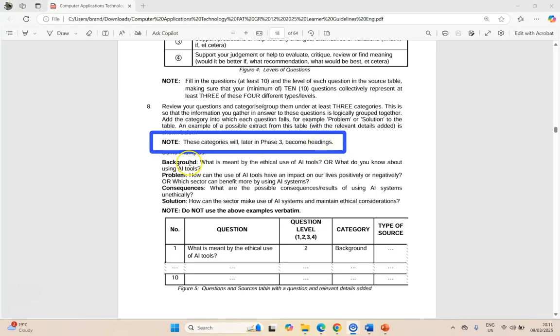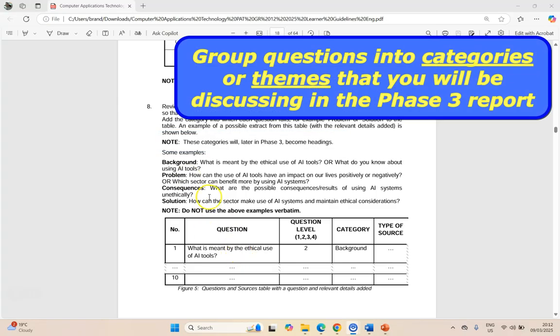So we're going to talk about background, and then our 2 or 3 questions that are related to that category are going to be discussed. And then the next category will be another heading, and then the other questions that relate to that particular category will be discussed. So this is a way to group our questions into themes. So we want a nice diverse group of themes. We want something maybe on the background. What is the problem? What are the consequences of our solution?